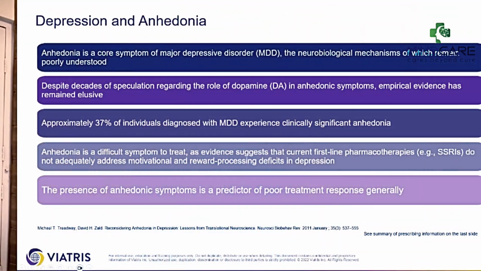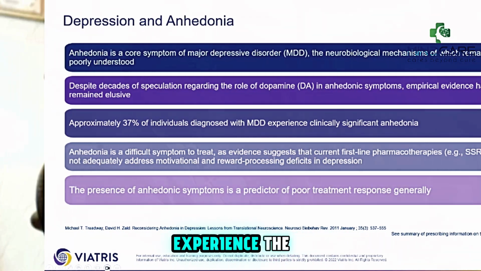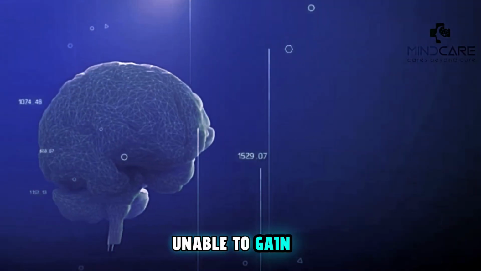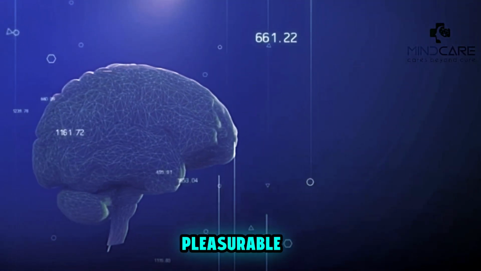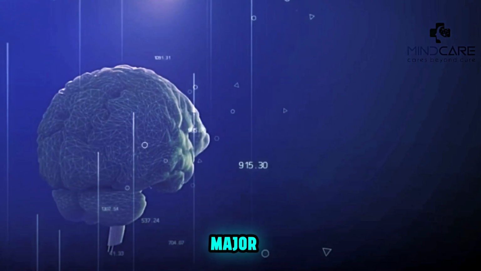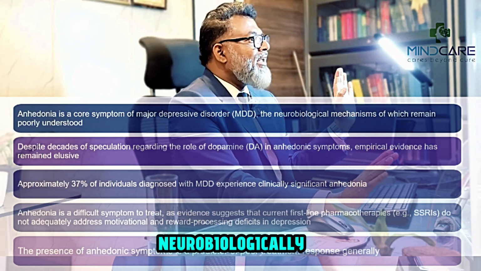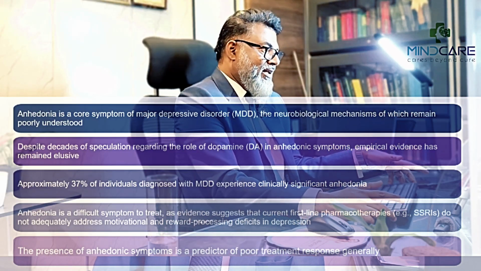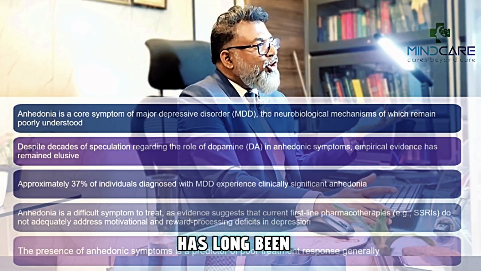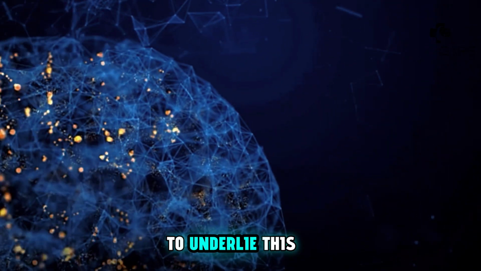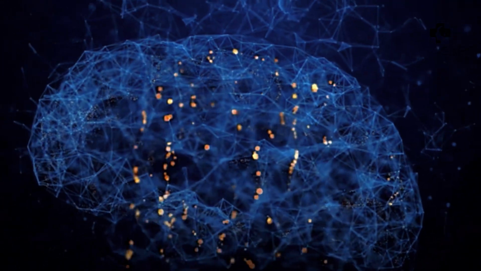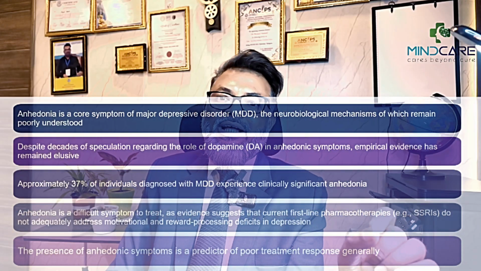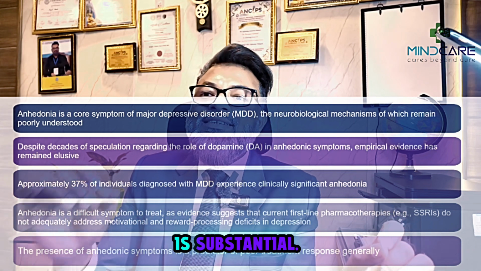Anhedonia is defined as the inability to experience pleasure. The patient becomes unable to gain pleasure from previously pleasurable activities, and it is the core feature of major depressive disorder, and yet neurobiologically it remains incompletely understood. It is still a mystery. While dopamine has long been suspected to underlie this reward-related deficit, empirical evidence has historically been inconsistent. Nonetheless, the clinical burden is substantial.